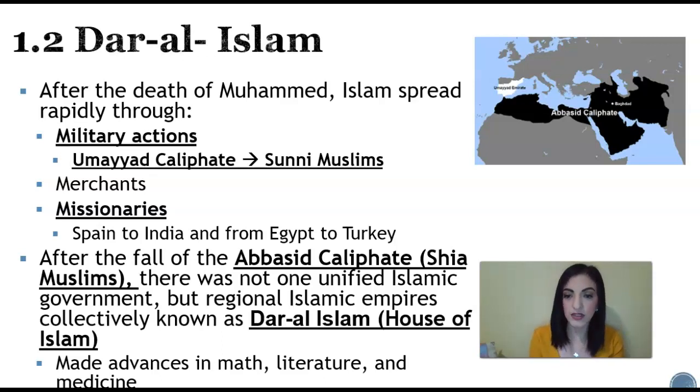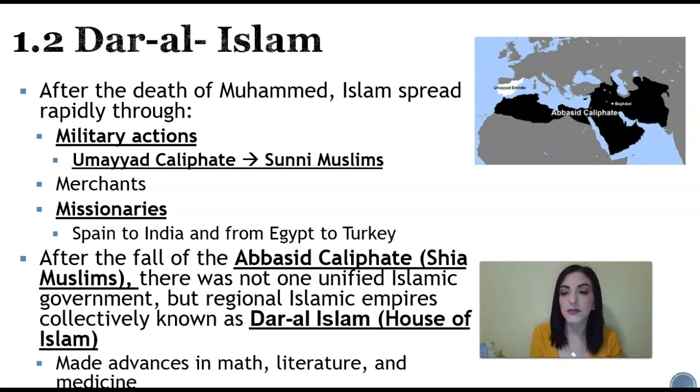Then you have the merchants, like I said, and then you have missionaries. Missionaries that traveled from parts of Spain to India, as well as from Egypt to Turkey. After the fall of the Abbasid Caliphate, those are Shiite Muslims, there was not one unified Islamic government, but instead a bunch of regional Islamic empires that will eventually become known as Dar al-Islam, or the House of Islam.